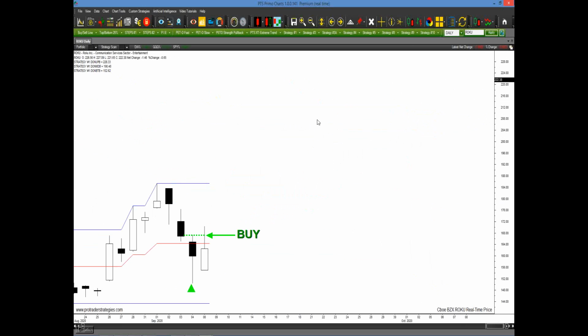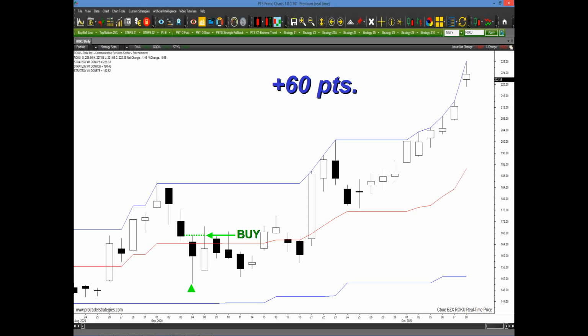Here's another example in Roku. As we see, here's the setup. And this one, once again, you had to wait a couple of weeks. We always teach our students, listen, it's your choice. Remember, you're in charge. But unless you're stopped out, it's perfectly admissible to stay in the trade. And it would have been wise to do that because coming into the second week of October, potentially you could have captured 60 points. So you just had to have a little patience on this one.